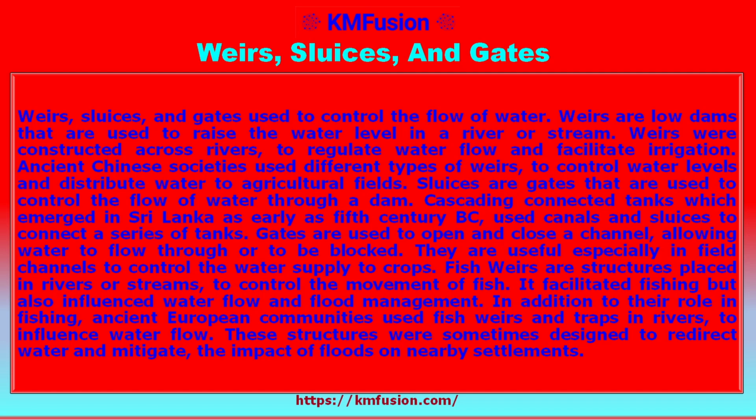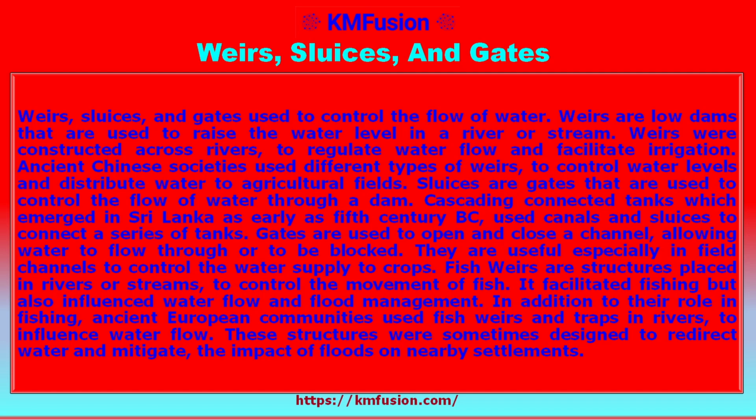Cascading connected tanks, which emerged in Sri Lanka as early as the 5th century BC, used canals and sluices to connect a series of tanks. Gates are used to open and close a channel, allowing water to flow through or to be blocked. They are useful especially in field channels to control the water supply to crops.